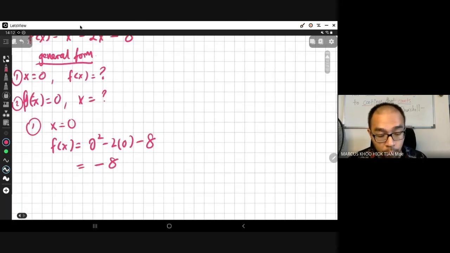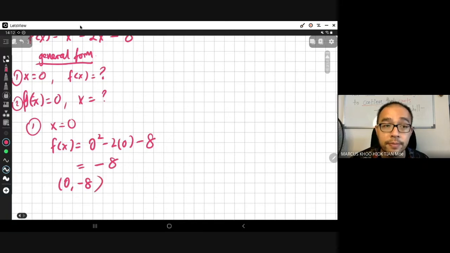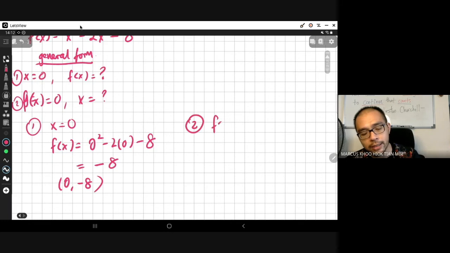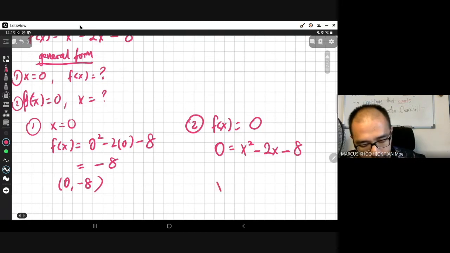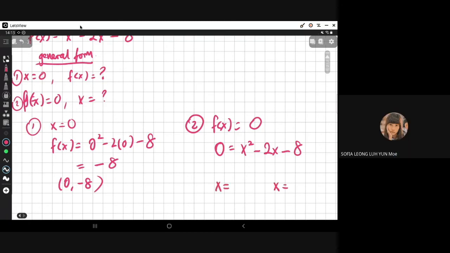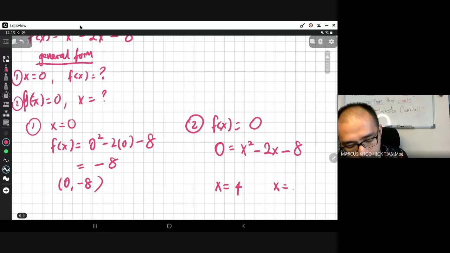Okay, so we have one coordinate, 0 and minus 8. Itu satu. Okay. Second one is when f(x) equals to 0. So 0 equals to x squared minus 2x minus 8. And this looks familiar to us kan? Ini adalah soalan yang kita boleh EQN. Can you EQN this please? What is the two values of x? 4 and negative 2. Okay, 4 and negative 2.